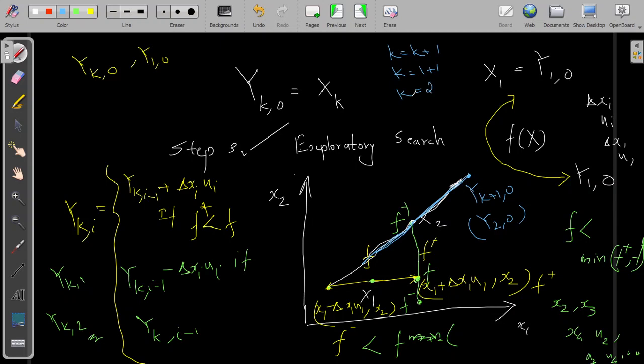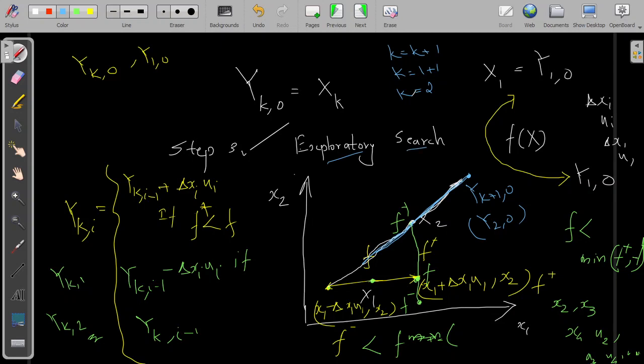We are setting k equal to 2 because in the next step we will go for the exploratory search, exploratory search in x1, that is u1 and u2 directions. So we have k equal to 2, and we have the point here. Now from here we will repeat step 3, that is the exploratory search.